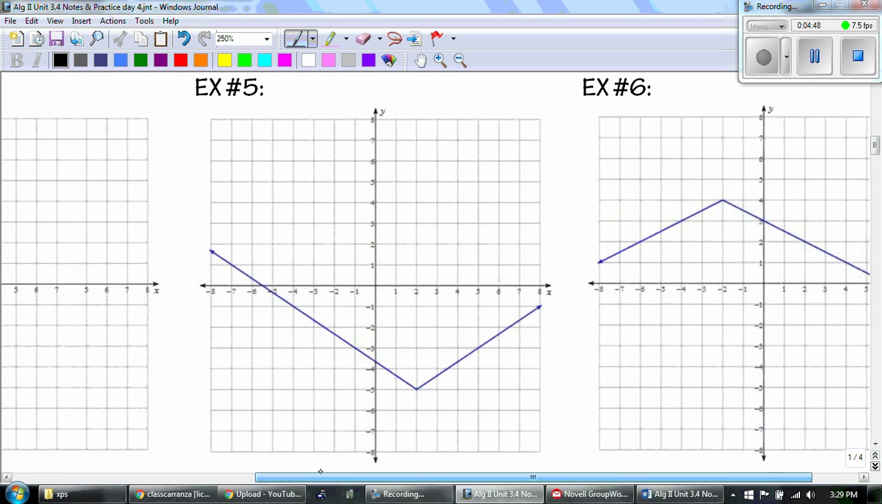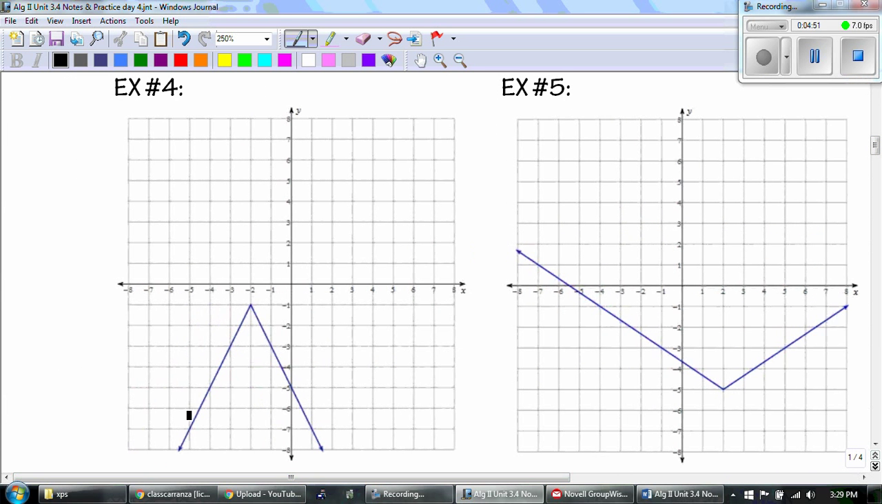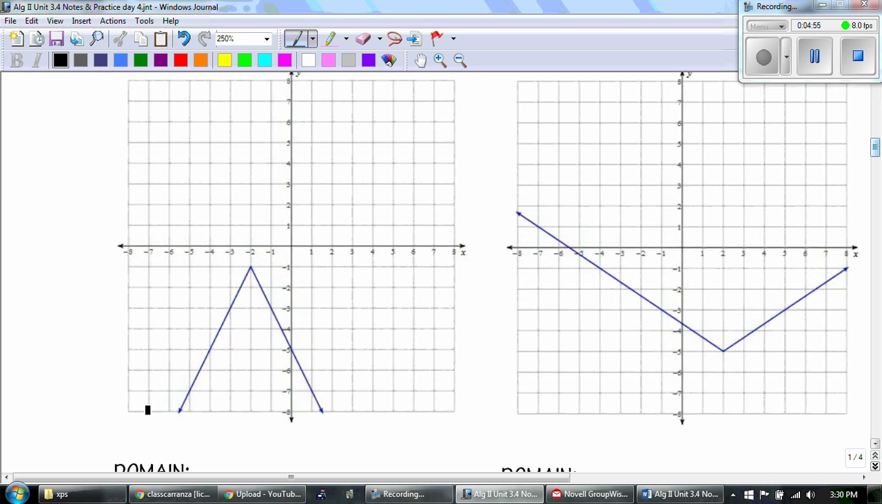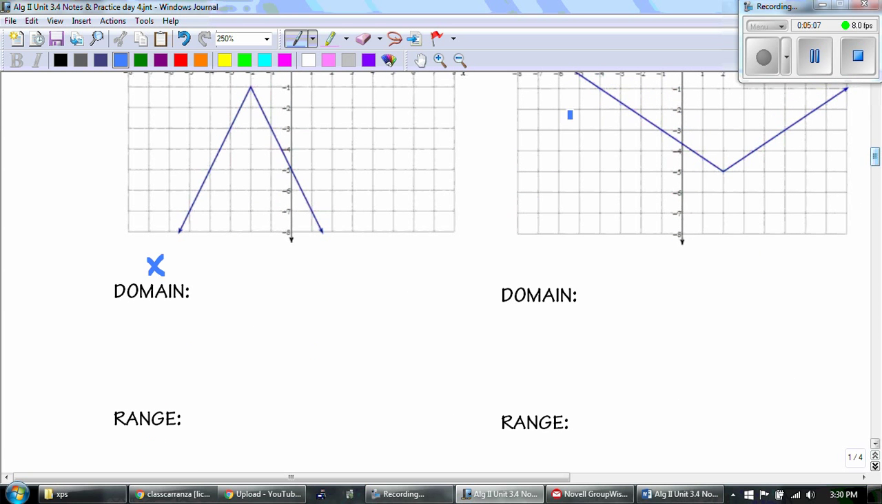Okay, so just more examples. Domain and range. Our domain, our x values, are the left and the right. There are no limits on the domain. So if there are no limits, we say it's negative infinity to positive infinity. All right, I'll fix that.